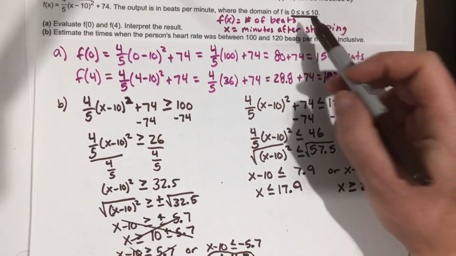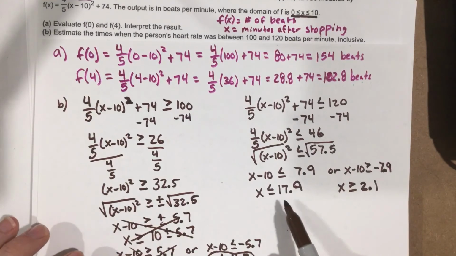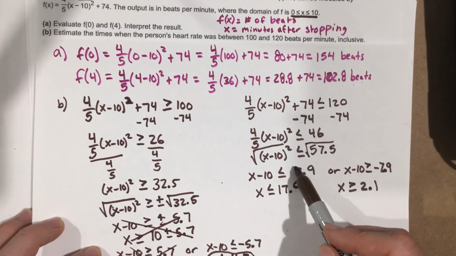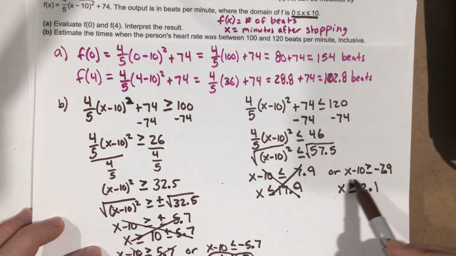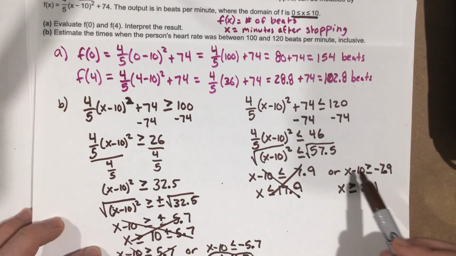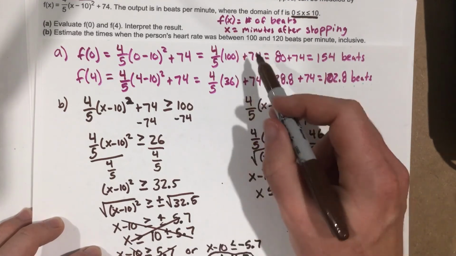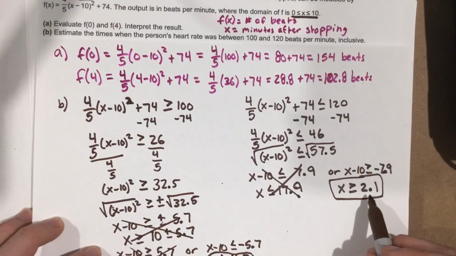All right, again though, we look at the top and we see this has to be between 0 and 10 minutes. So x less than or equal to 17.9, that's not going to work for us here because we already know that x has to be less than or equal to 4.3. So this thing is basically insignificant. We're going to forget about that, and we're only looking at x greater than or equal to 2.1. So x has to be greater than or equal to 2.1, and it has to be less than or equal to 4.3. That means the person's beats were between 100 and 120 somewhere between 2.1 minutes and 4.3 minutes.